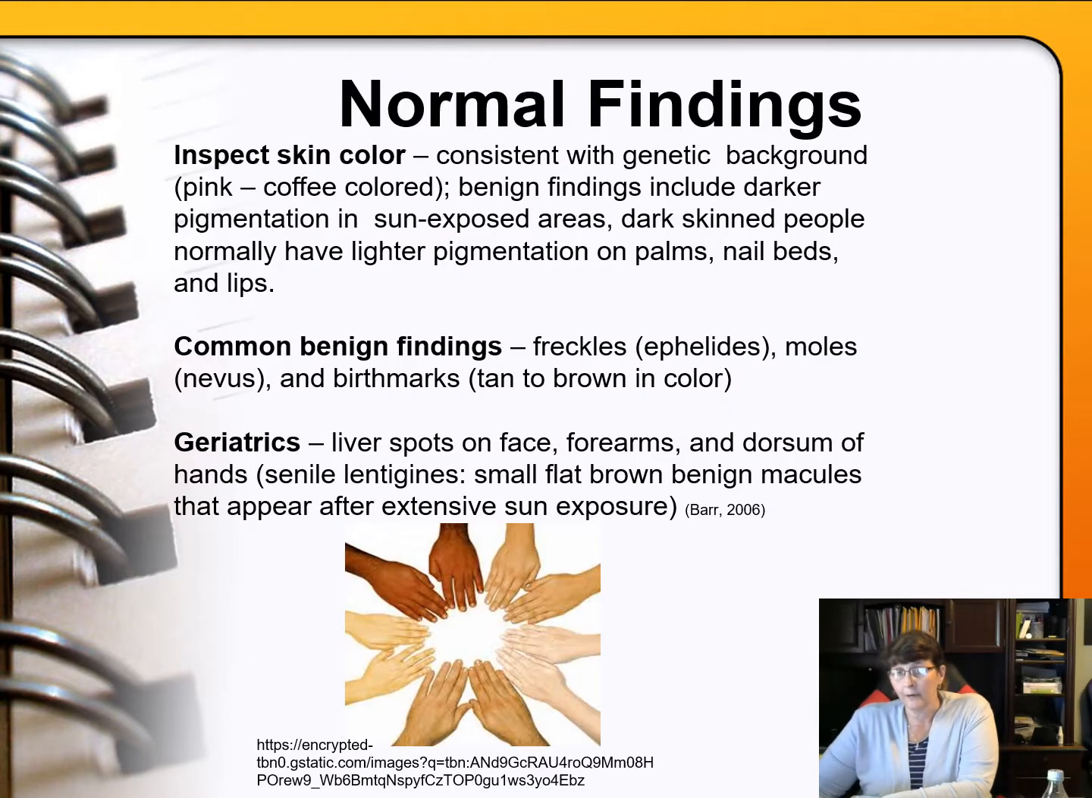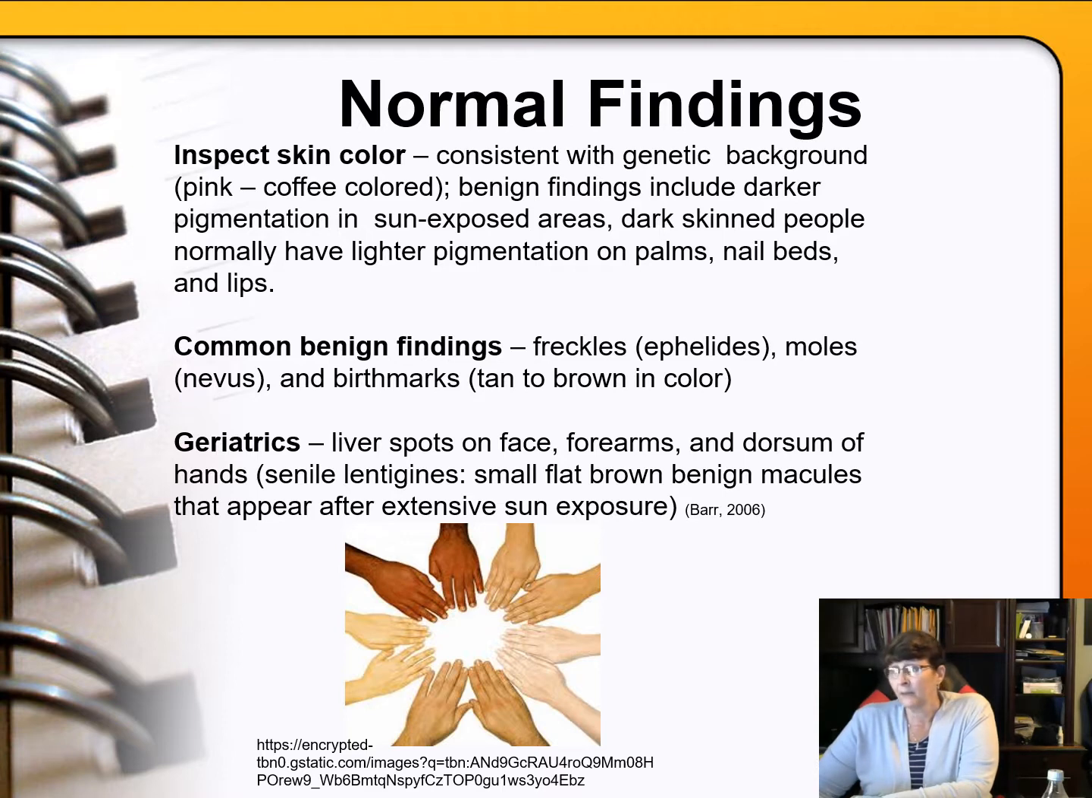So as you see here, we get the little hands on the bottom of the page. That's just showing you that your skin can go from any color, from that light white pink all the way to a coffee colored dark brown. So when you're inspecting, you're going to be looking for consistency, that it's with the genetic background of that person. Again, the pink to coffee colored.